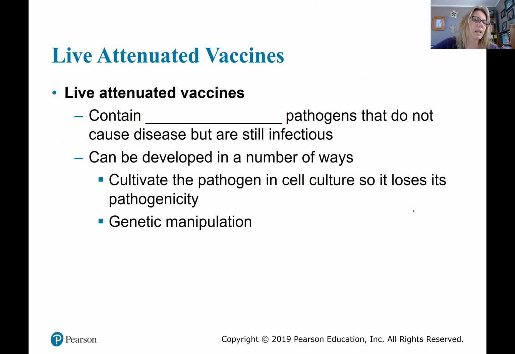So live attenuated vaccines contain altered pathogens. They don't cause disease, but they're still infectious, meaning they can still reproduce, or in the case of viruses, they can still replicate. So why would the ability of the pathogen to reproduce or replicate be important in developing immunity?